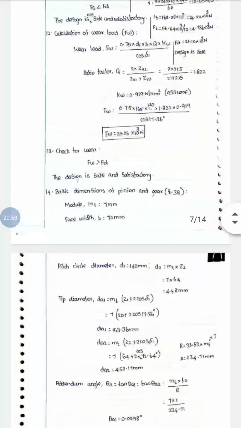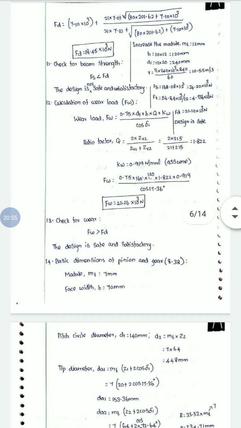These are the steps, the procedure for the Lewis-Buckingham equation to design the bevel gear, and also to check the beam strength and the wear strength. Thank you.